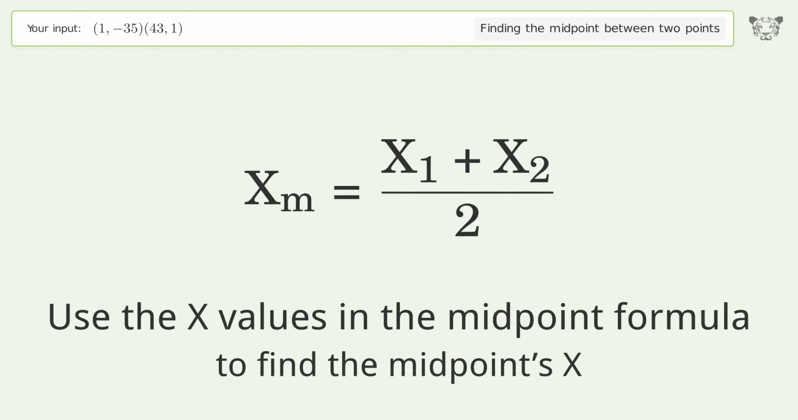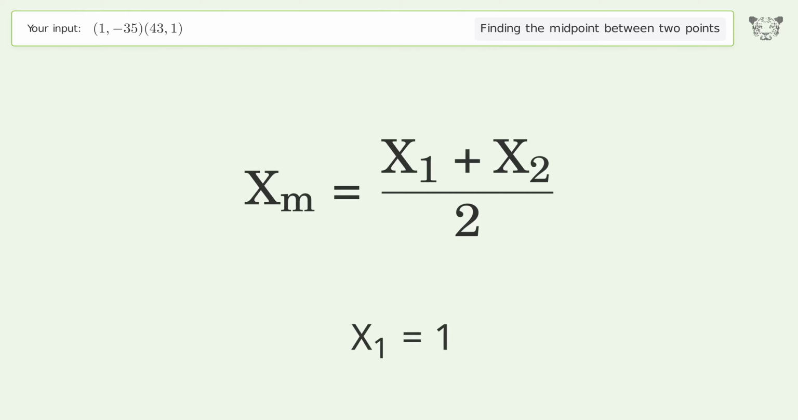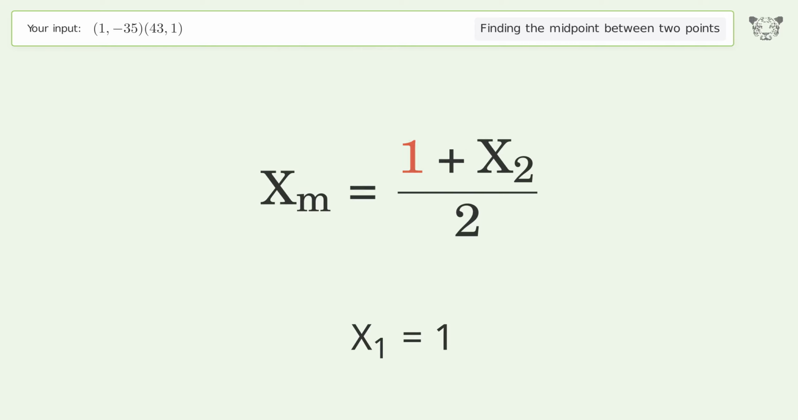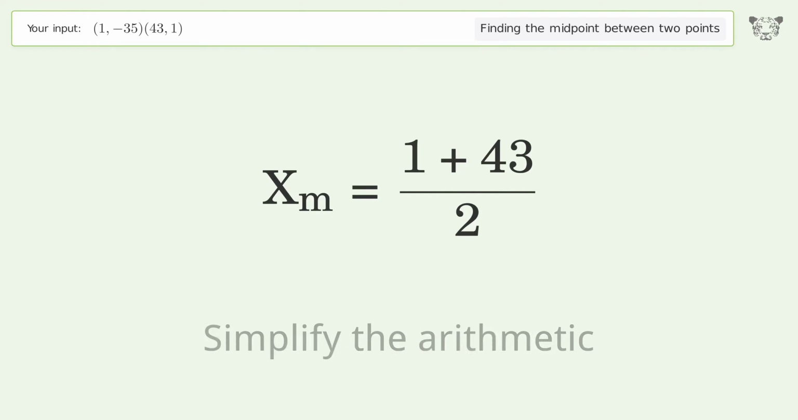Use the x values in the midpoint formula to find the midpoint's x. x1 equals 1. x2 equals 43. Simplify the arithmetic.